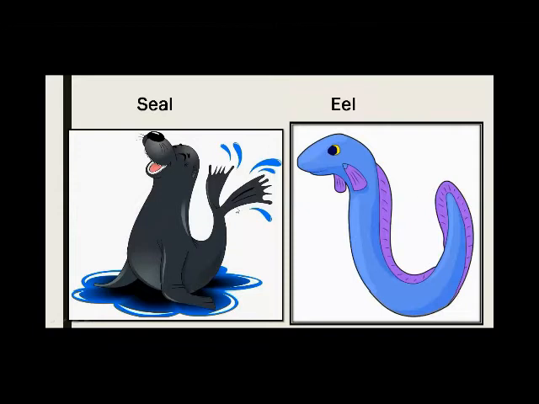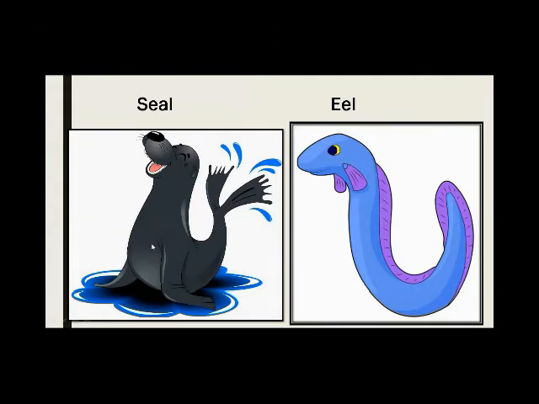This is a seal. Seals are animals that eat other animals, that eat other fishes. So these are carnivorous animals, animals that can eat other animals, other small fishes. They are called carnivores. The seals are carnivores in nature.